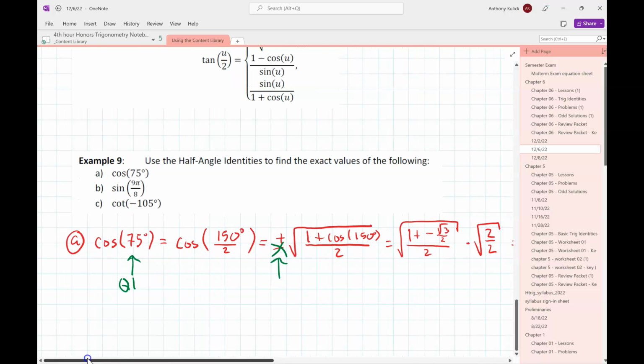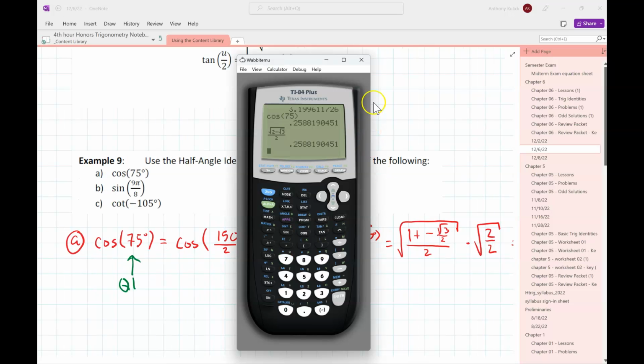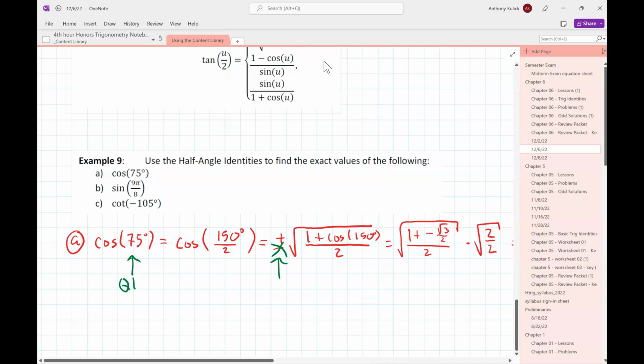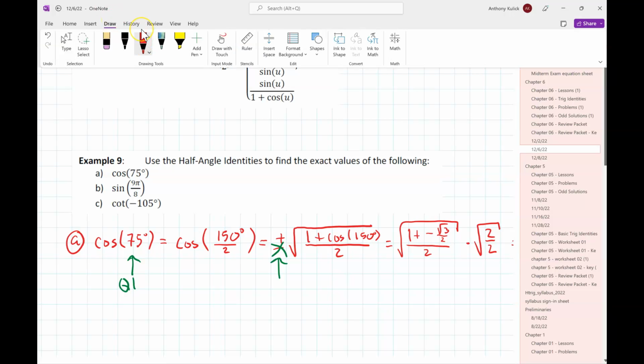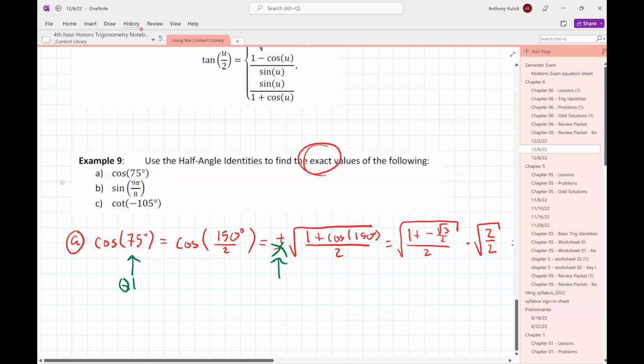Wait, these should be the same. I did cosine of 75, and I typed in my answer. I get the same decimal. Right? That's all I'm saying. All of them are checkable on your calculator, though. Now, is Mr. Kulik looking for a decimal here? No, because he says exact value. So whoop-de-doo that you can type that in your calculator. Mr. Kulik's interested in all that work that I did beforehand.